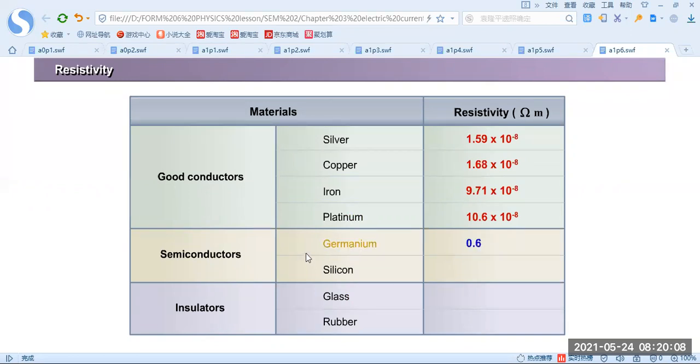So how about semiconductors? Germanium is 0.6, silicon is 2300. So notice that the resistivity of silicon is very high. How about insulators, glass and rubber? Glass is around 10 to the power 9, giga ohm meter, to tera ohm meter. How about rubber? Rubber is more than that, more than tera. So this means 10 to the power 13 to 10 to the power 15.